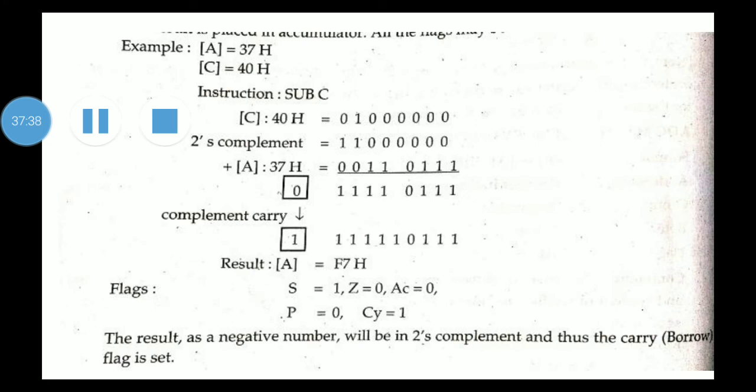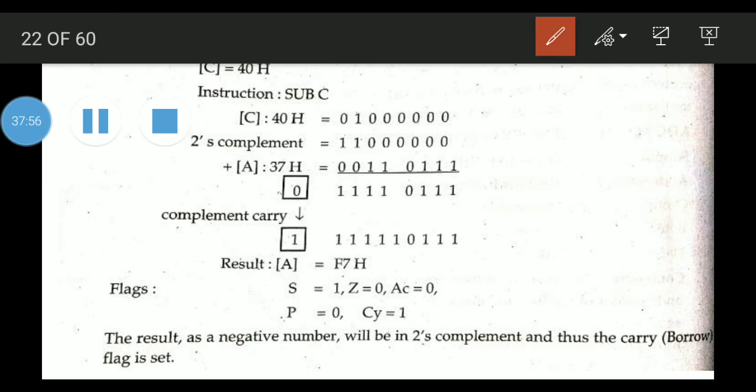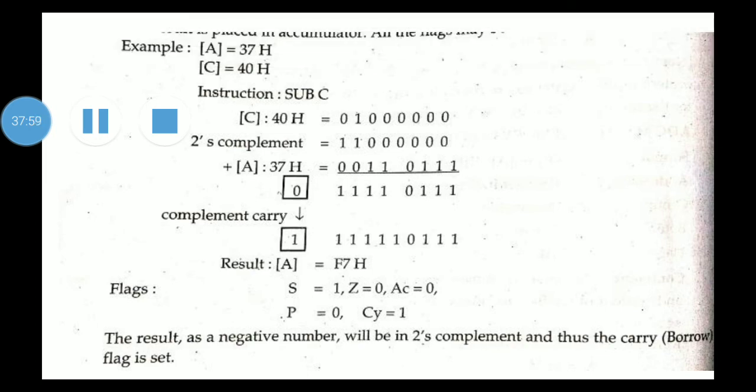On our screen I have one example. A contains 37, C, that is a register, contains 40H. Now whatever is there in C register, I will use it as 40. Now I will write it in binary format: 0100 0000. I will do 2's complement. Before doing 2's complement, how to find 40H's 2's complement? I am giving one example on screen.